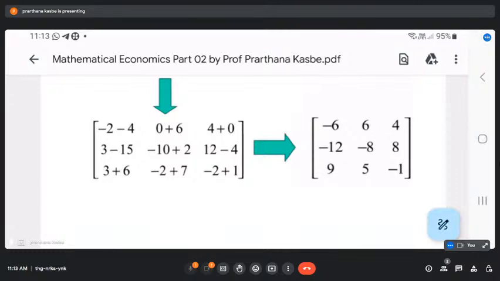Then 12 minus 4, that is 8. 3 plus 6, that is 9. Minus 2 plus 7, then 5.